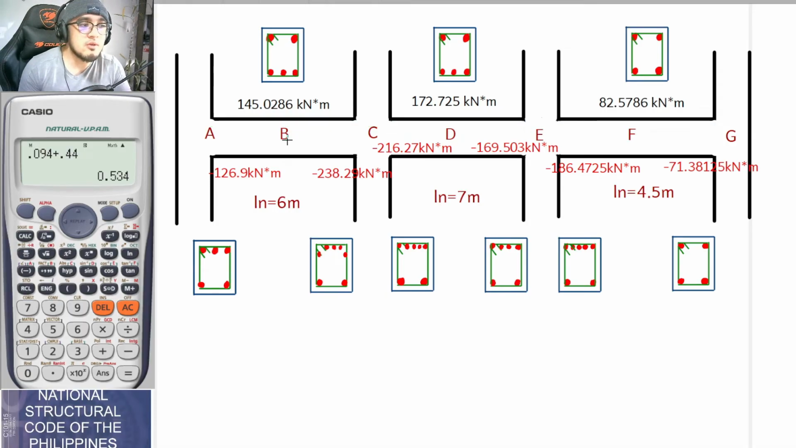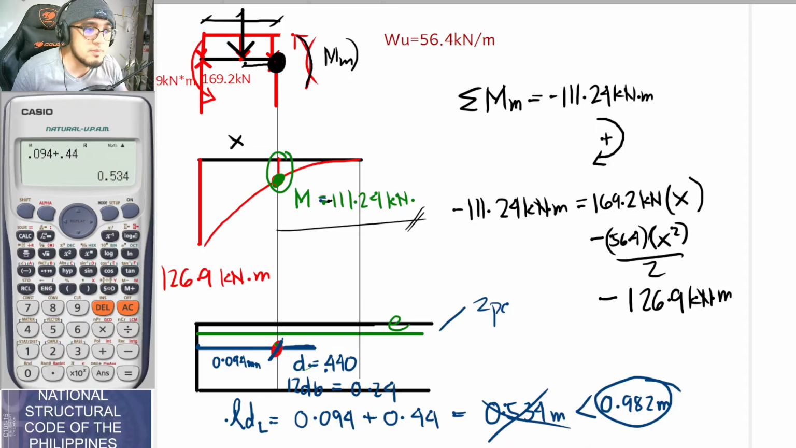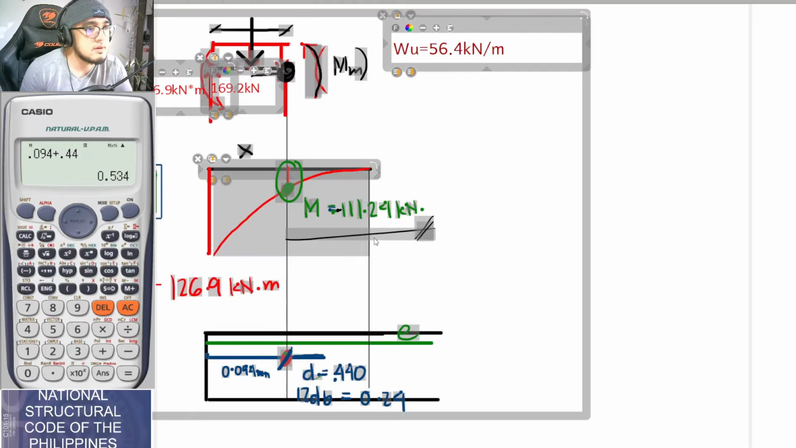So let's say that you will be solving for the development length of bars that would have plenty of free bars, let's say 8 pieces of free bars. Well, basically, that is the part wherein you would now be solving for these bars M. But for theory's sake, just for you to know how to solve for this, let us just solve for it.